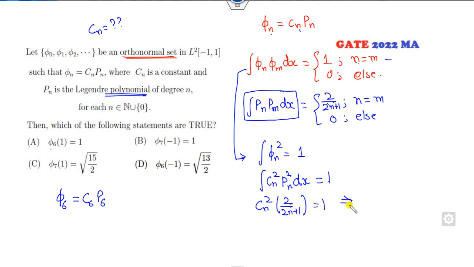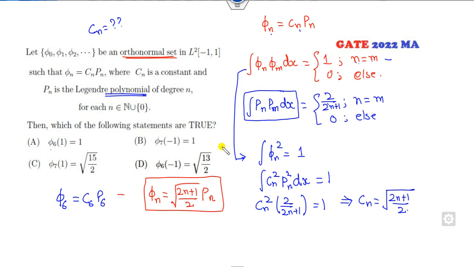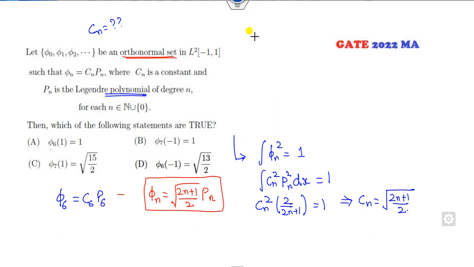So what is the value of the Cn? Cn is to be 2n plus 1 over 2. So what is your phi n? Phi n will be my square root of 2n plus 1 over 2 of Pn. That's over. Now you can check your option. You will get your right answers.